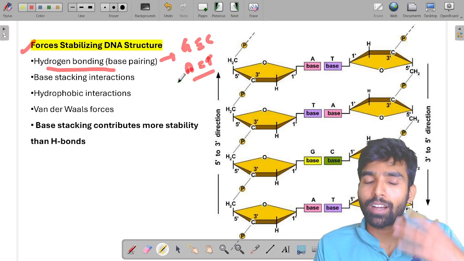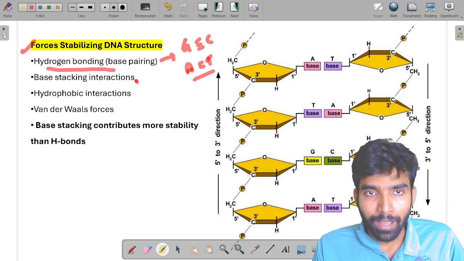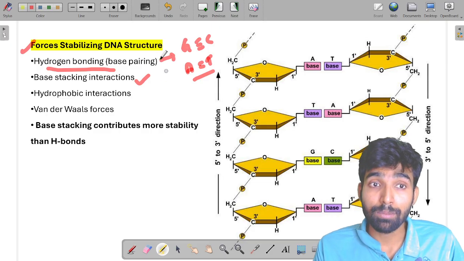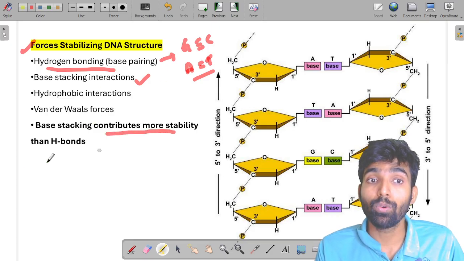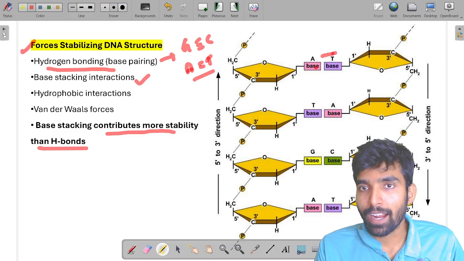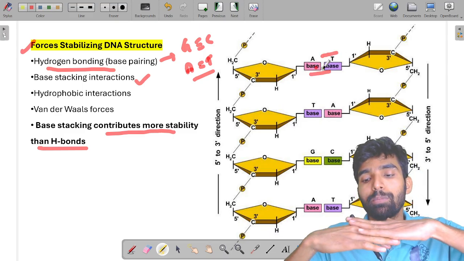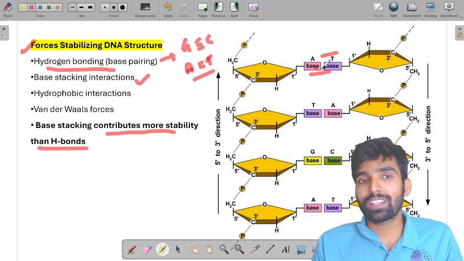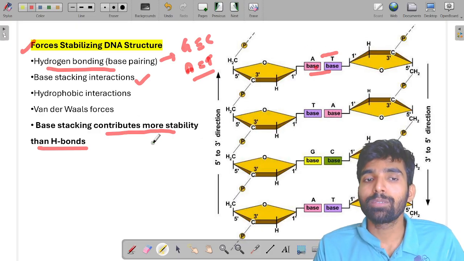This hydrogen bond also carries some energy, so it will contribute. Another most important thing is base stacking, and that's the most important. Base stacking actually contributes more stability than the hydrogen bond. Base stacking means one base and another base have some aromatic ring overlap, so aromatic electron cloud overlap. So this base stacking contributes more.